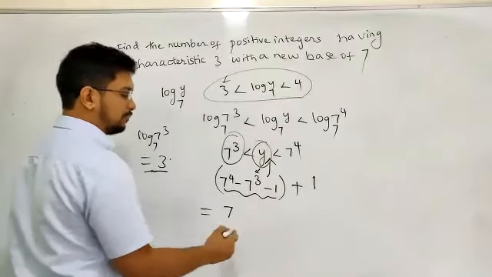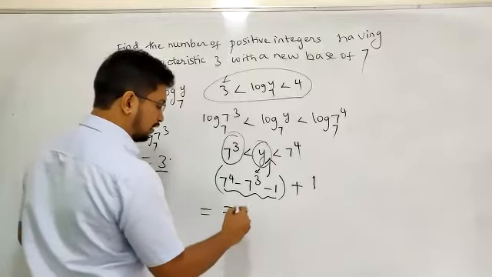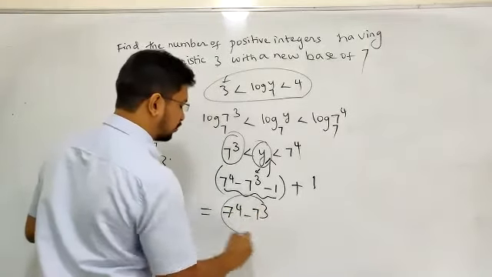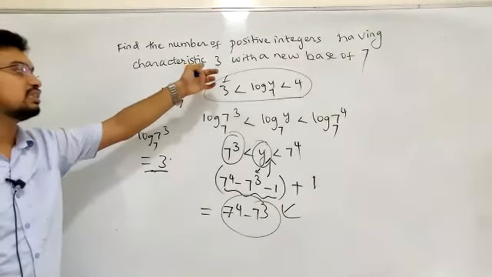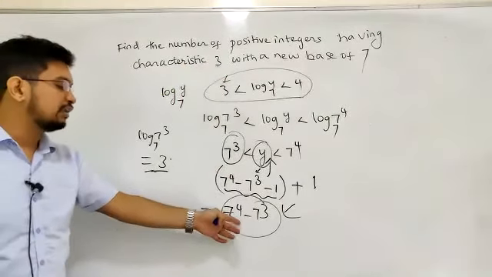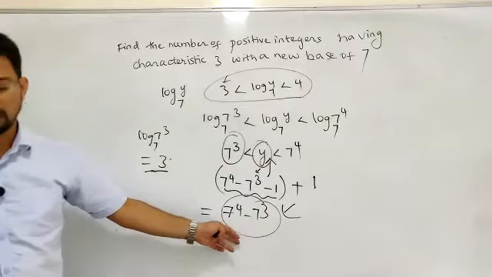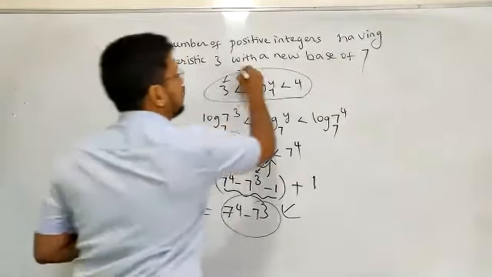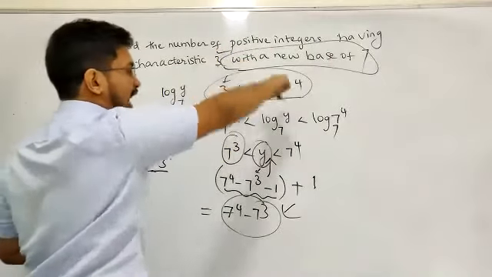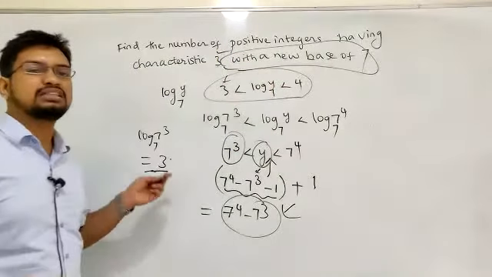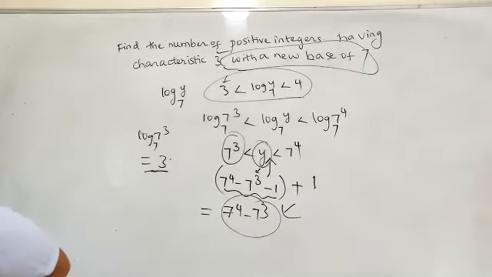If you read it, the number of digits, right? So finally you'll be getting 7 power 4 minus 7 cube. This is your answer. The number of positive integers having characteristic 3 with a new base of 7 is 7 power 4 minus 7 power 3. This is your final answer. And this base is very important. If nothing is given, you have to take base 10, but as this is given, you have to take a strict base here.